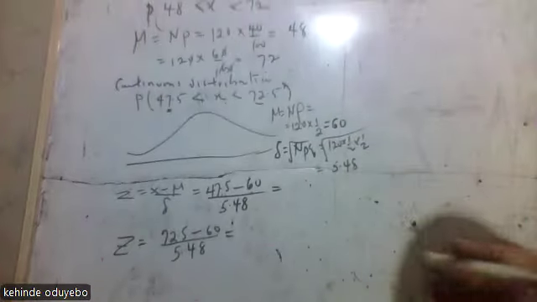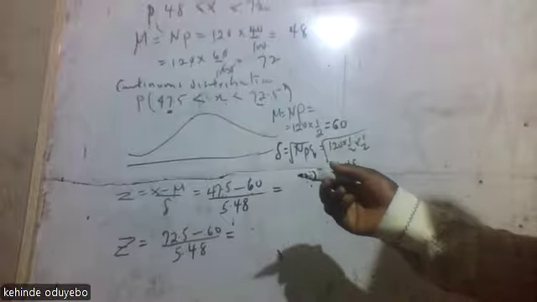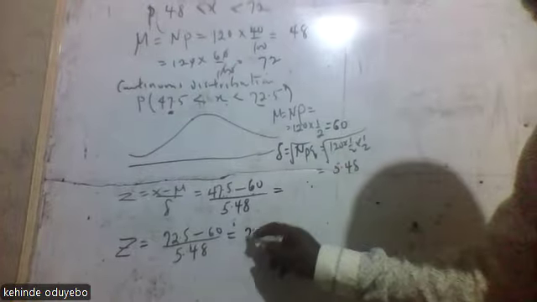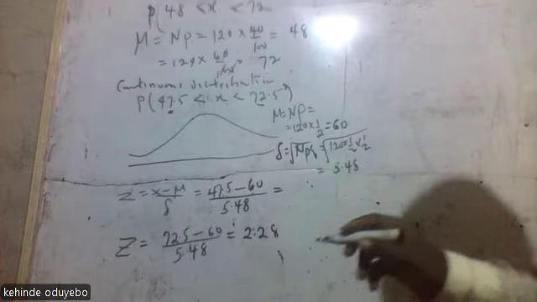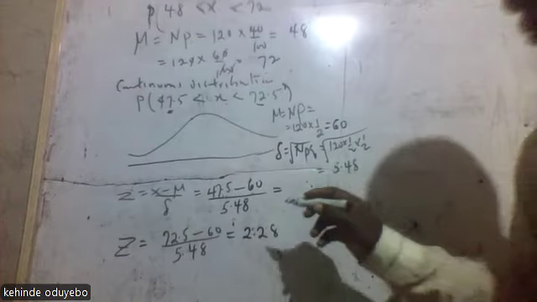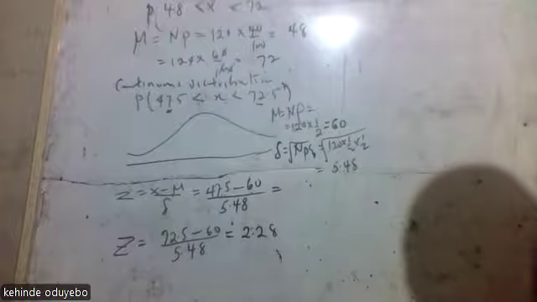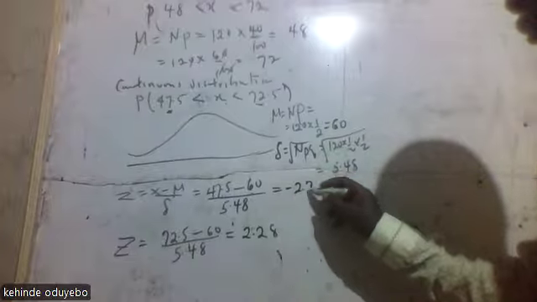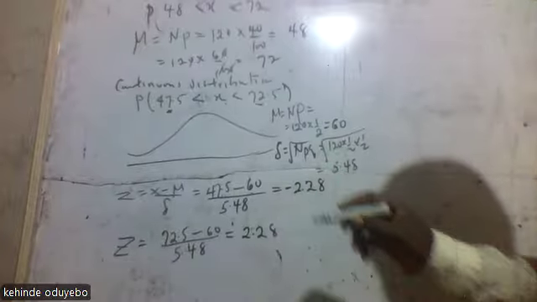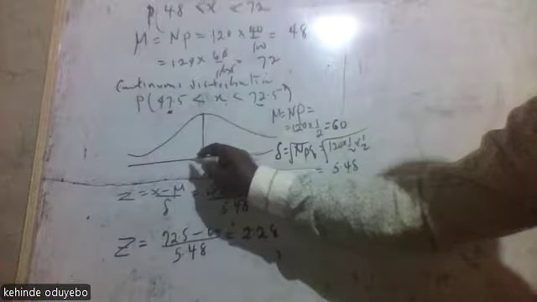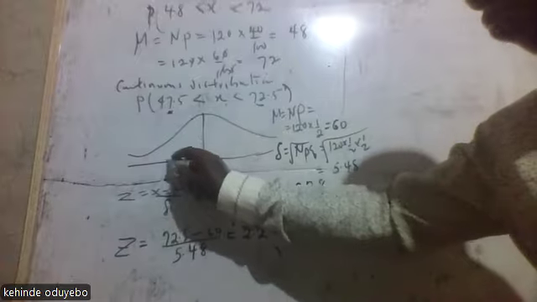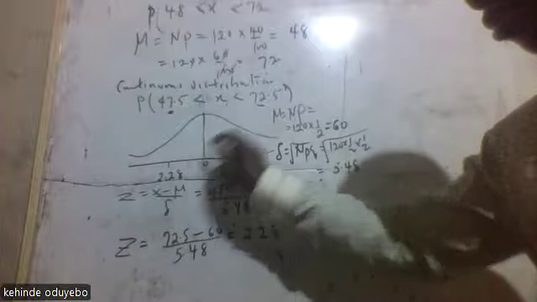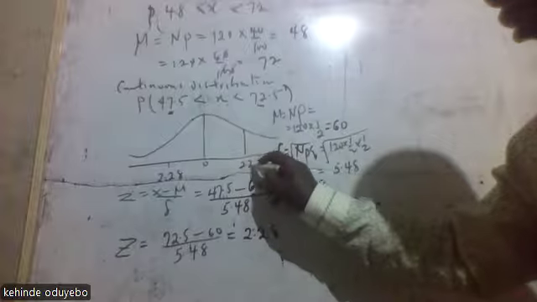The value is 2.28. Yes, for the plus or minus, second one plus. Let me check for the first one: 47.5 and 60. It is also negative, minus 2.28. Good. Now that is what we'll check on the graph, right? 0, isn't it? Yes. I'll put 2.28 here.